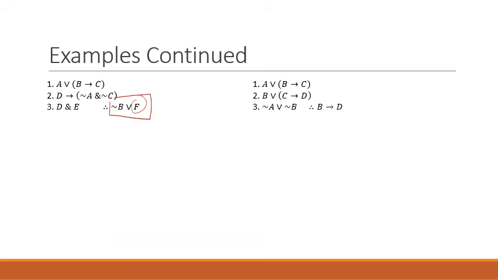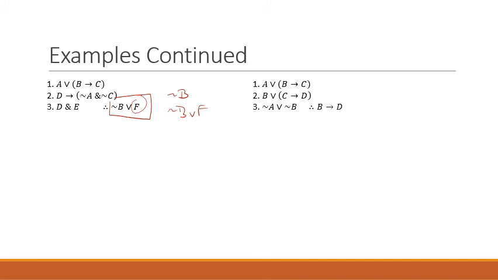So the way that this is going to end is I'm going to generate not B, and then once I have that, I can just add F to it. So remember that you can add anything you want to an existing line as long as you use the or operator. So if not B is true, then not B or anything is going to be true.